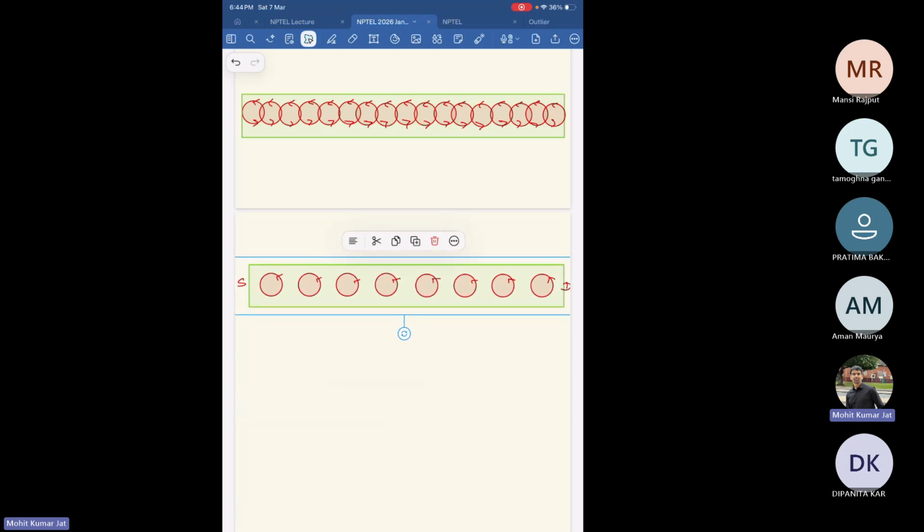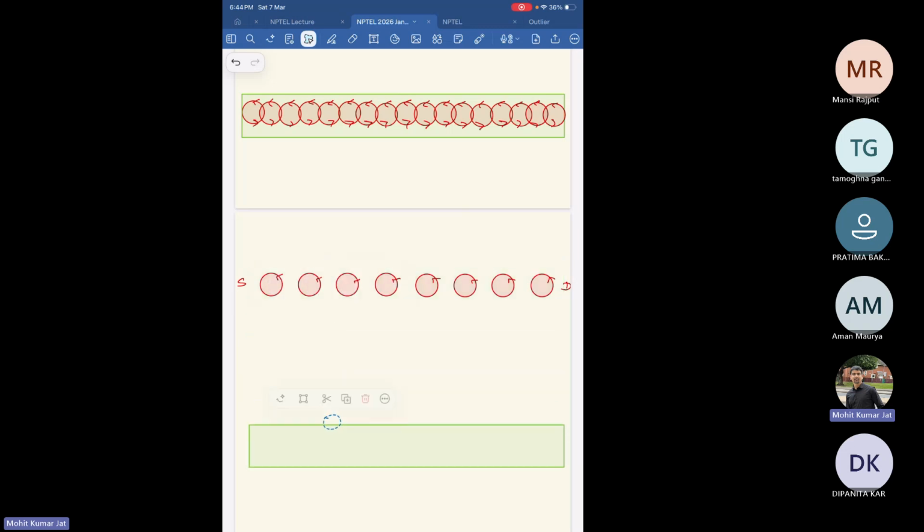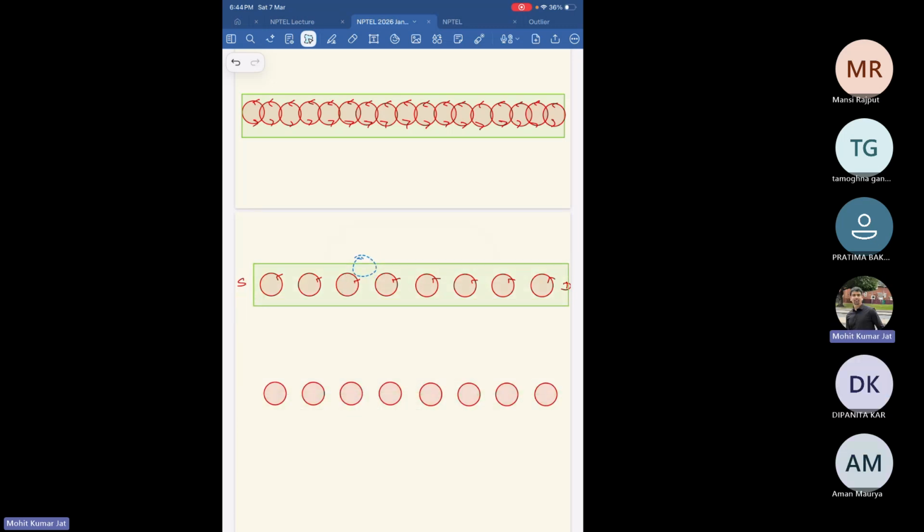This is source and this is drain. You have it all covered. Now, the conductivity goes through these orbits, which we call open orbits.